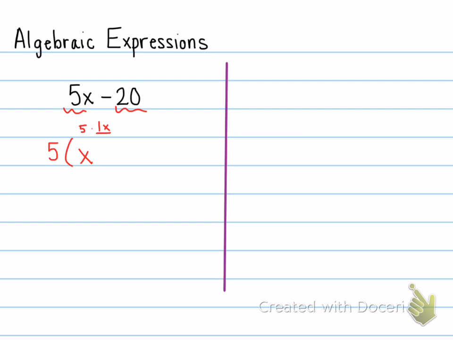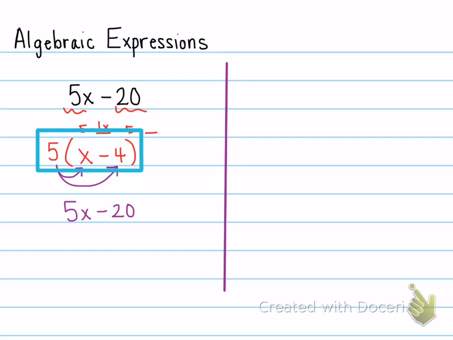And then 5 times what gives you negative 20, and it's negative 4. If I'm going to check my work, 5 times x, 5x, 5 times negative 4, negative 20. And I see that that works. So this is the answer, 5 times x minus 4.